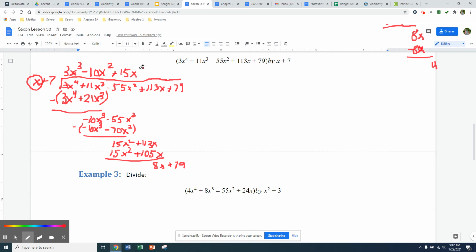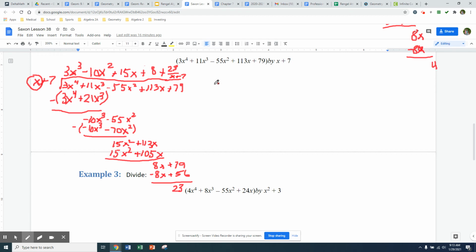Lastly, then, how could I multiply x to get to 8x? I would multiply it by 8, and then that's going to give me 8x. Multiply 8 times 7, that's going to give me 56. And then we do our subtracting, and we're left with 23. So that last piece, I cannot get x plus 7 into 23, so that becomes my remainder. So I put 23 over x plus 7.